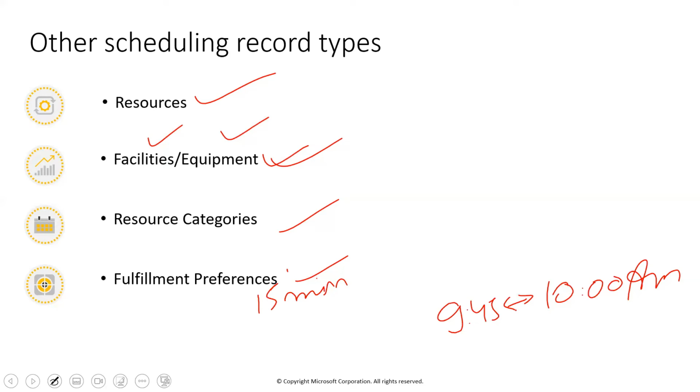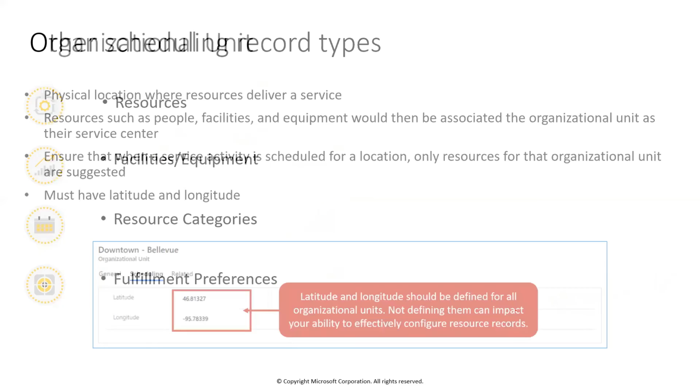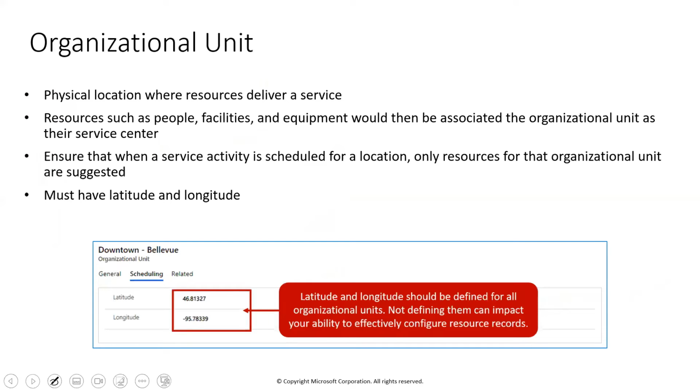So it's always going to check which of my resources is going to be free before that much time, whatever I have defined. So this is how the fulfillment preference is going to work. The next option is known as the organizational unit. So what is an organizational unit?